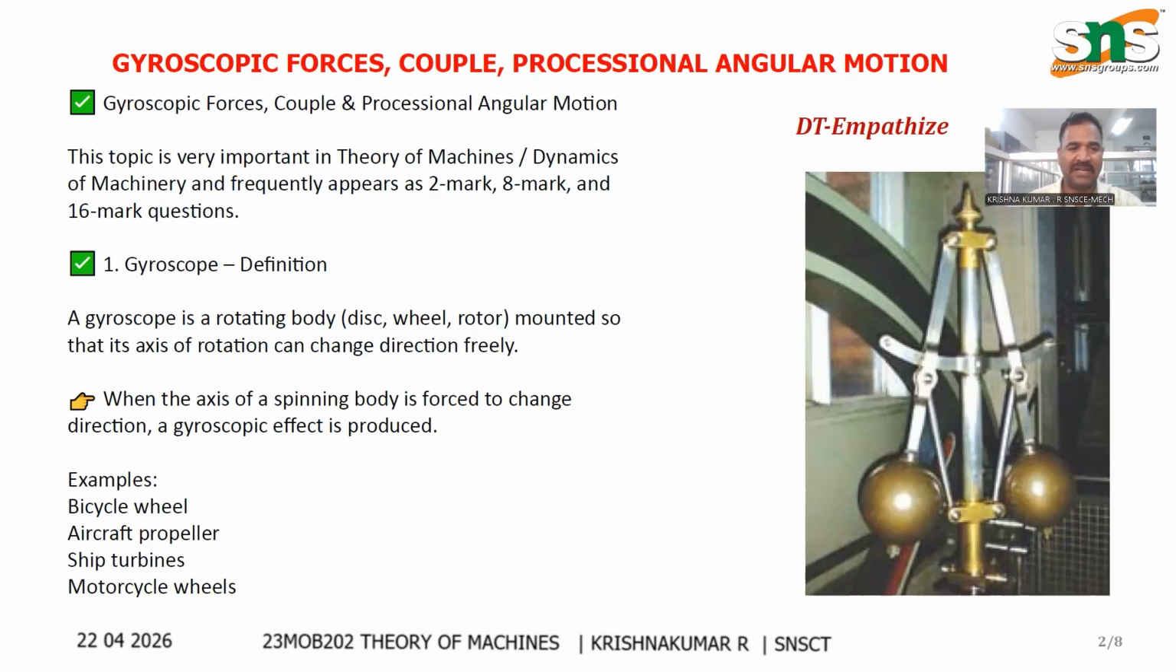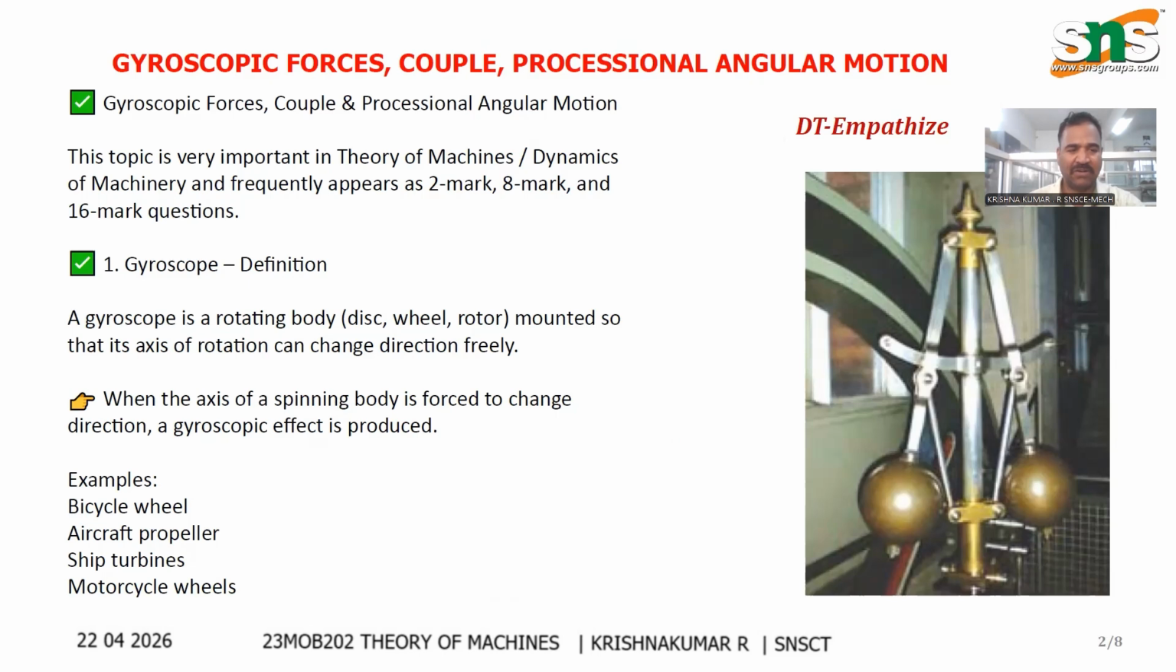First, we will see gyroscopic forces. A gyroscope is a rotating body, usually a disc or wheel, mounted in such a way that its axis of rotation is free to change direction. When such a body spins at high speed, it possesses angular momentum, a vector quantity defined as the product of the moment of inertia and angular velocity.